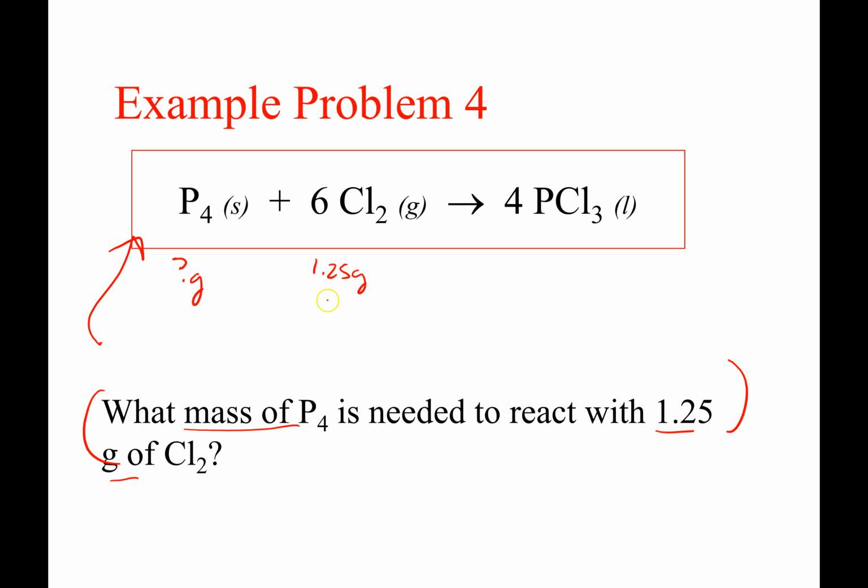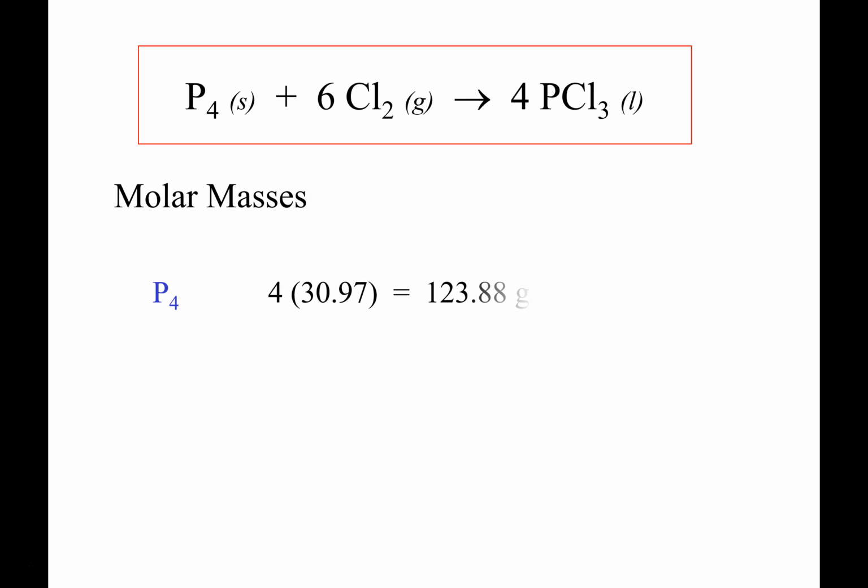So again, we're going to go from grams of Cl2 to moles of Cl2 using what? Molar mass. Then we're going to go from moles of Cl2 to moles of P4 using what? Stoich ratio. And then we're going to go from moles of P4 to grams of P4 using what? Its molar mass. Very good. So kind of like I did before, do you guys have these in your notes, or can you jot them down? I'm going to write out the molar mass of everything.